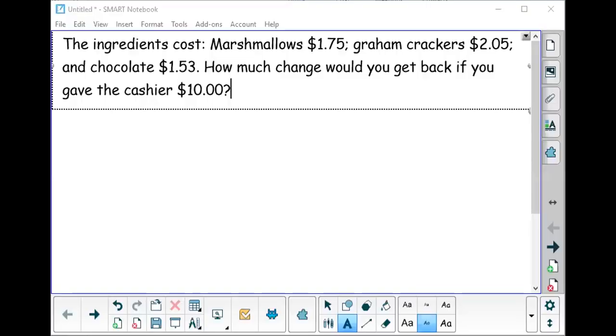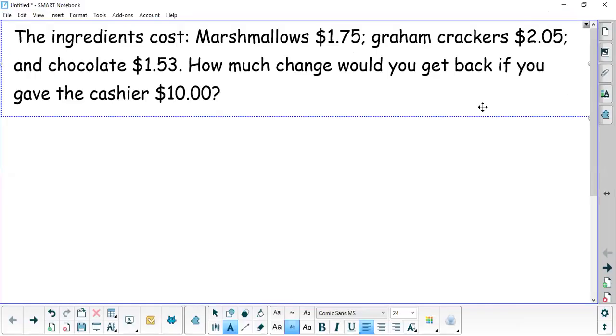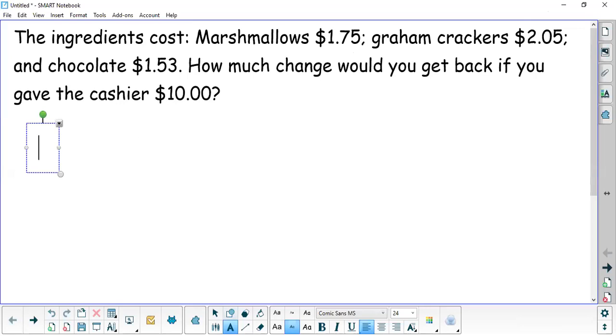All right, so the problem reads that the ingredients for the s'mores recipe cost: marshmallows are $1.75, graham crackers are $2.05, and chocolate's $1.53. So how much would you get back if you gave the cashier $10? Like I said, often I would just take that $10 and subtract it all down in a line, but I know that this can be very, very tricky.